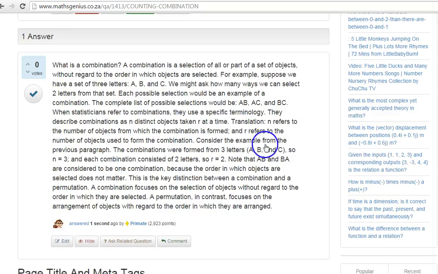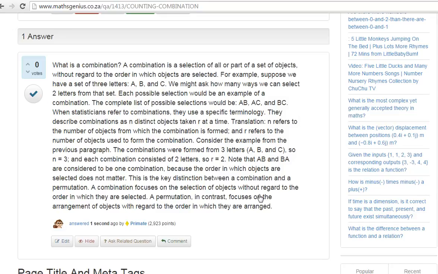Consider the example from the previous paragraph. The combinations were formed from 3 letters, so n is 3. Each combination consisted of 2 letters, so r is equal to 2. Note that AB and BA are considered one combination, because the order in which objects are selected does not really matter. That's important: order does not matter. This is the key distinction between combination and permutation. A combination focuses on the selection of objects without regard to the order in which they are selected.